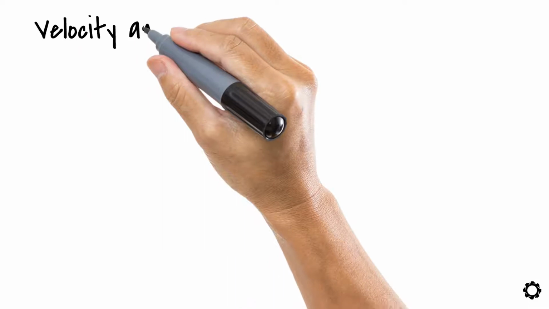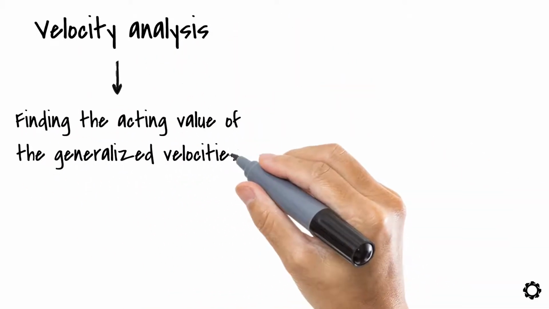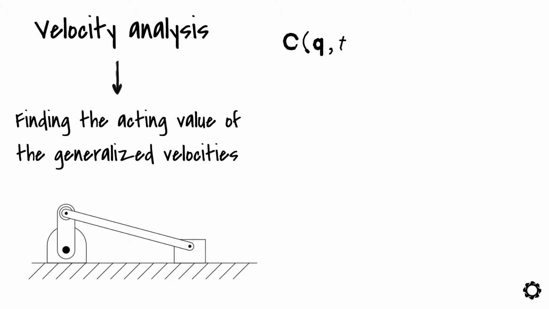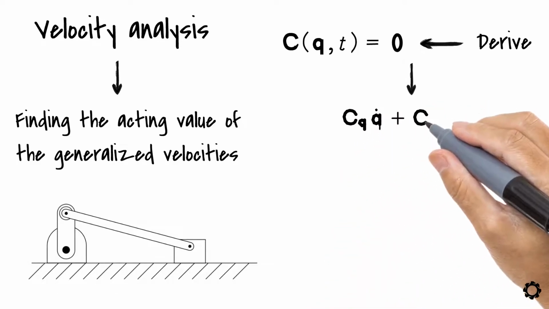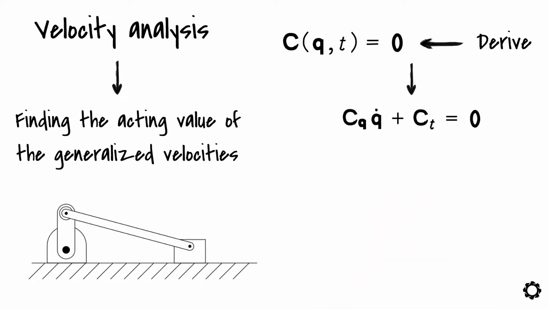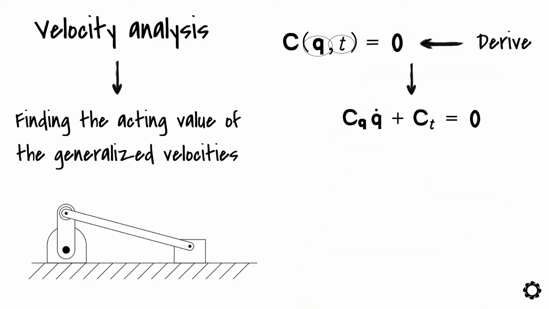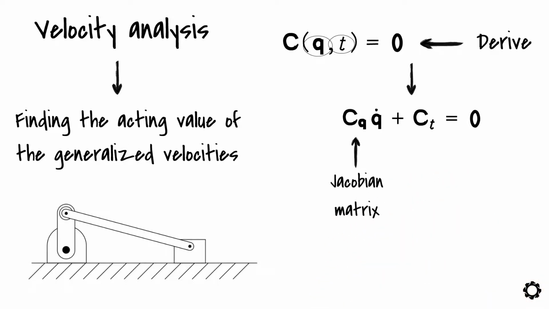Now, a velocity analysis will consist of finding the actual value of the generalized velocities for the mechanism configuration under study. If we take the vector of constraints and derive it, we'll get CQ times Q dot plus CT equals 0. Remember, this vector depends on the generalized coordinates and time. Again, we get a familiar term such as the Jacobian matrix of the constraints, but we also get the vector Q dot, which represents the generalized velocities, the term we are looking for.